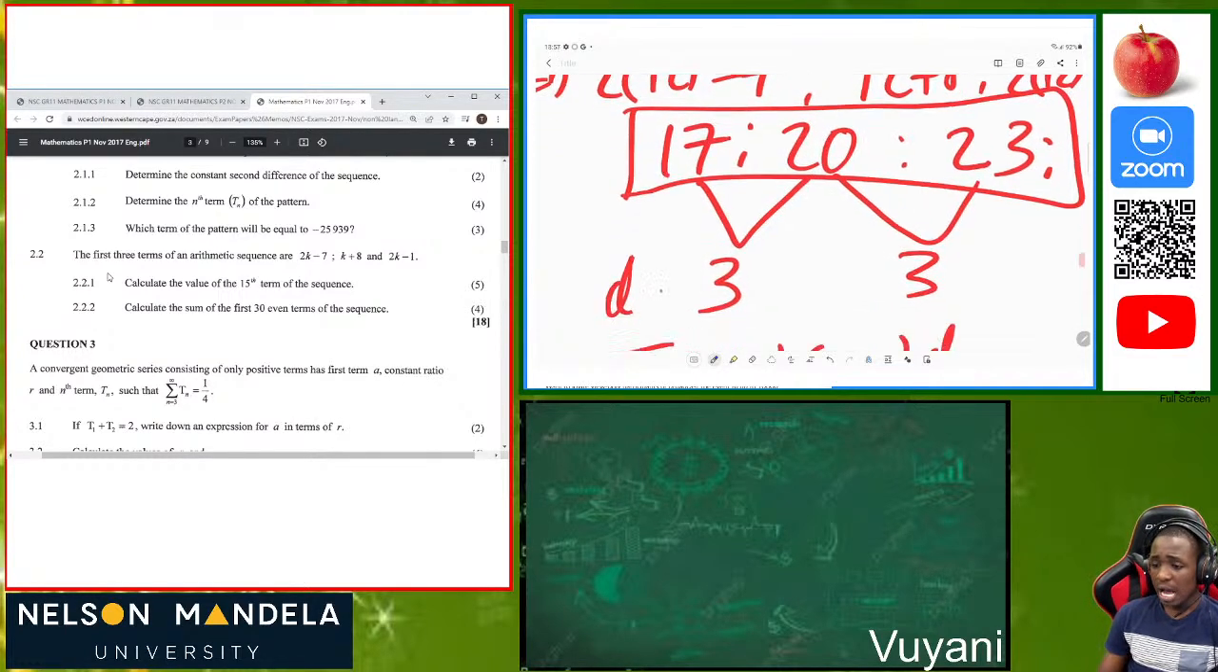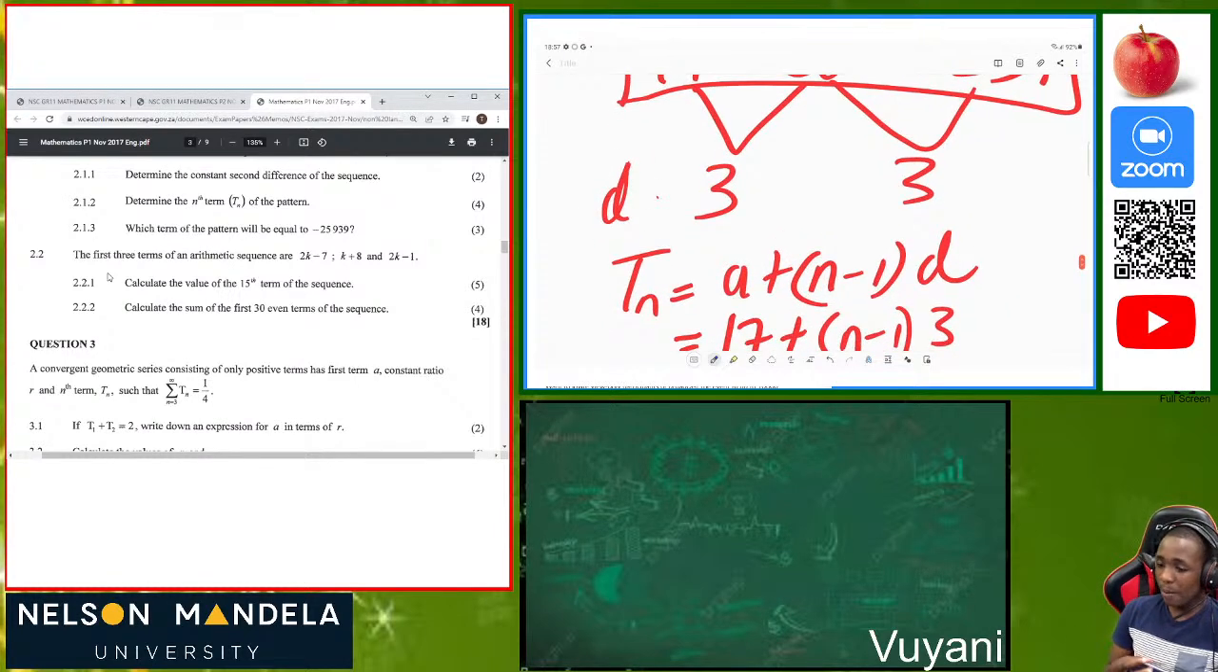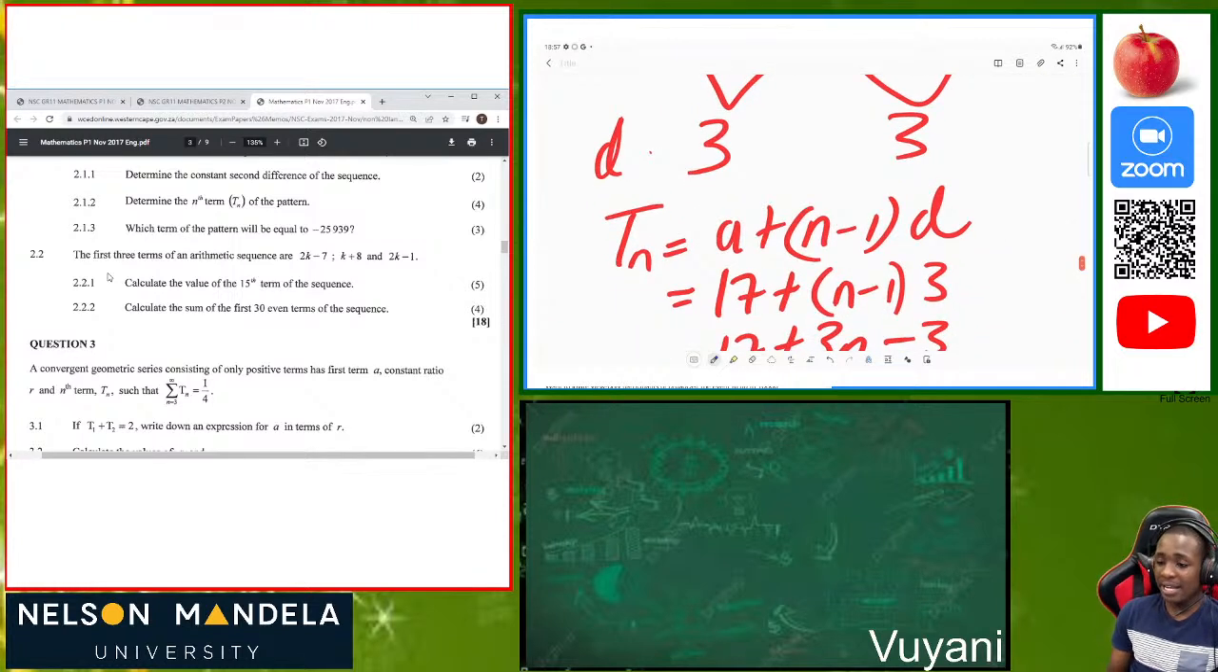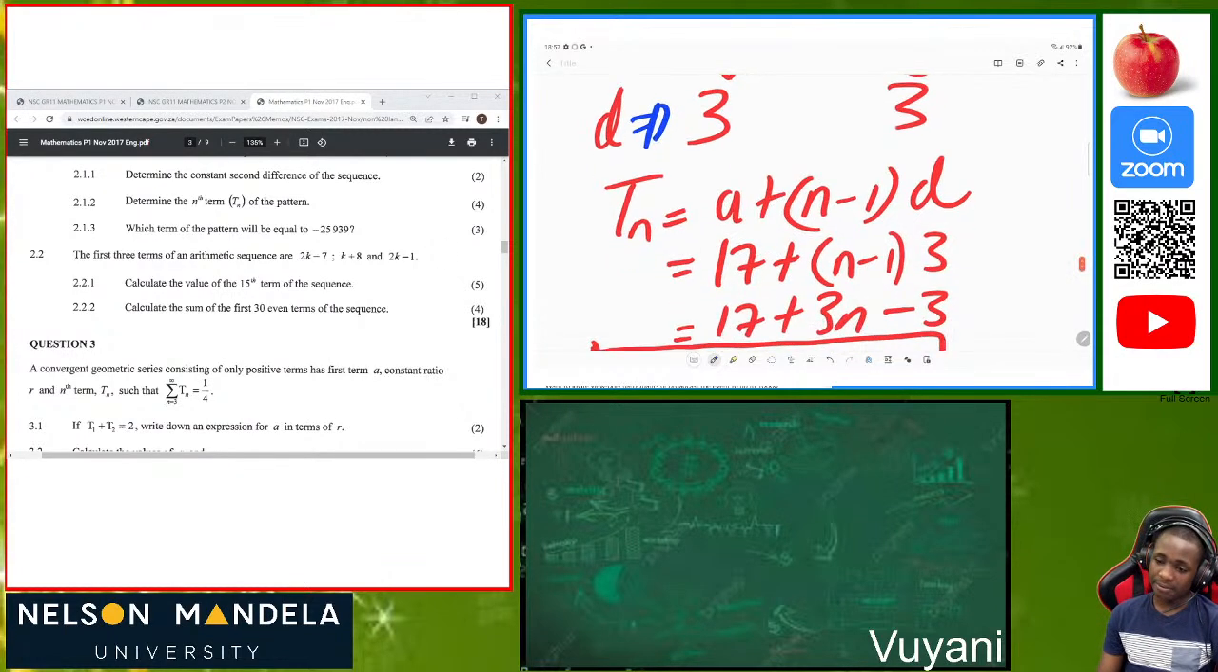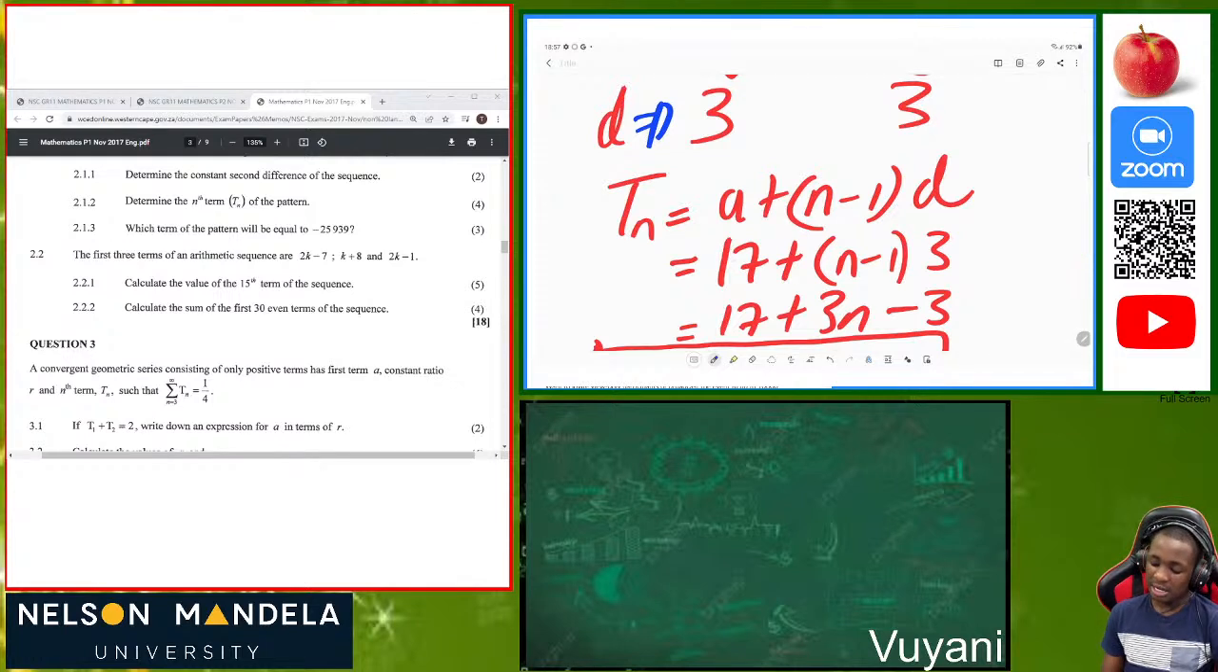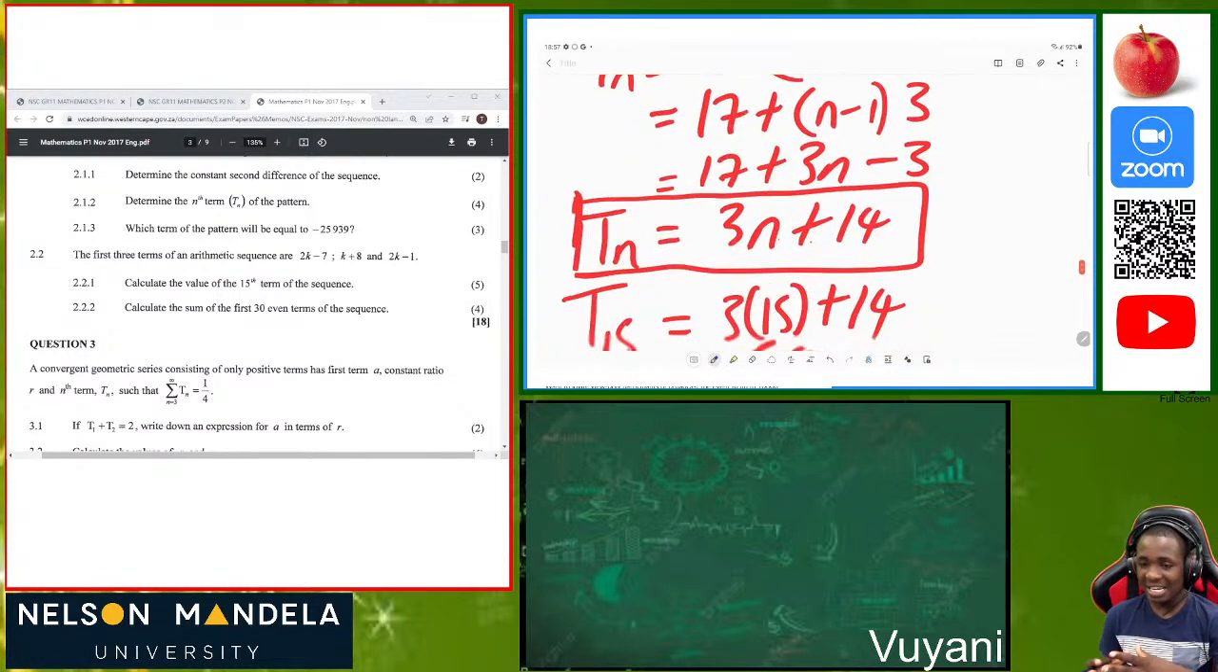Now, that's not over. I must be able to determine my general term or my general formula so that I can calculate the 15th term of the sequence. So I started by determining my general term. And how did I determine my general term? You determine your general term by using the formula of an arithmetic sequence that Tn is equal to a plus n minus 1 multiplied by d. What is our d? We calculated our d, which is the constant difference, which is equivalent to 3. Then we substitute there, and our a is 17. Then we manipulate our digits. Then we end up having Tn is equal to 3n plus 14. That is our general formula.